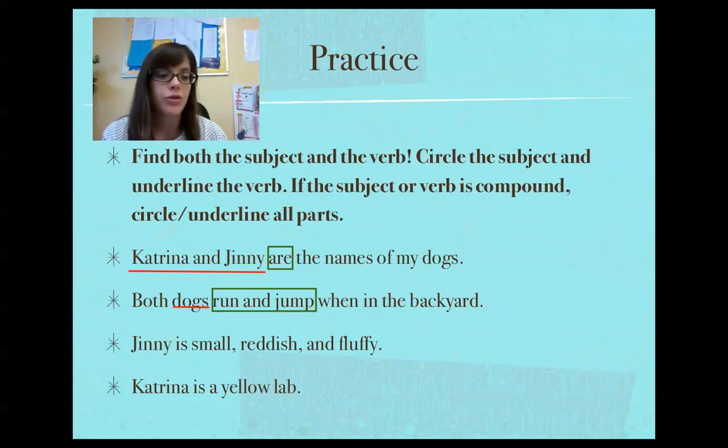If you look at number 3, Ginny is small, reddish, and fluffy. Ginny is who our sentence is about, so she's going to be our subject, and we have a linking verb is as our verb. Number 4, Katrina is a yellow lab. Katrina is our subject. She's being described in the sentence. And is going to be our linking verb that you should have selected as your verb.